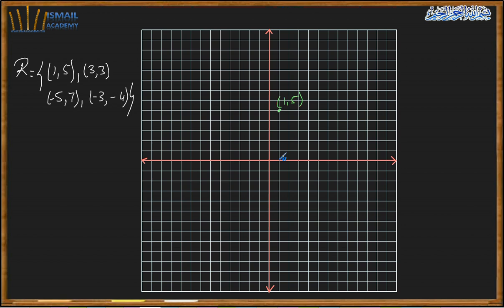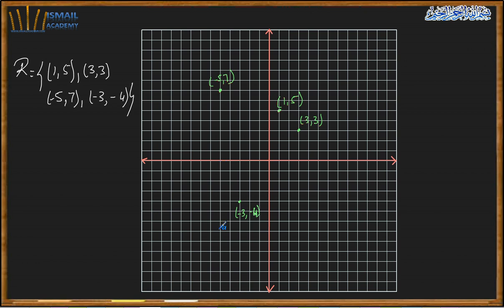We start from the origin, and from there we go minus 5. Minus 5 is on the left, so it's going to be here. So here 7. And here I have minus 3, so I go minus 3 and down minus 4. And this is how we graph a relation.